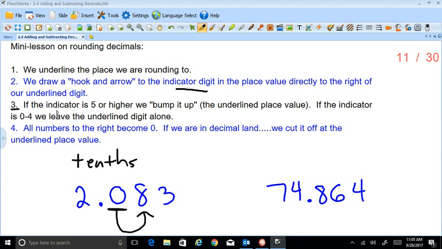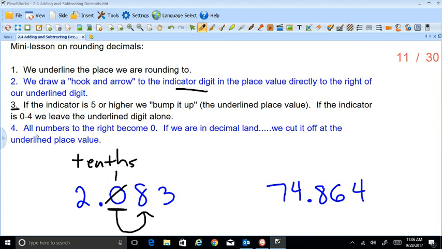If the indicator is a 5 or higher, you bump it up, meaning you cross off the underlined digit and you bump it to the very next digit. So 0, after 0 comes a 1, so I'm going to call that a 1. If the indicator happened to be a 0, 1, 2, 3, or 4, I would have left the 0 alone and not bumped it up. Once the indicator tells you what to do with your underlined digit, your two choices every time are either leave it alone or, in this example, bump it up.